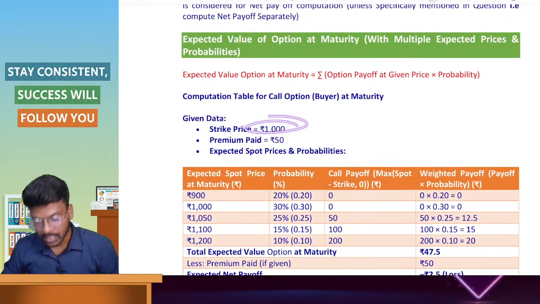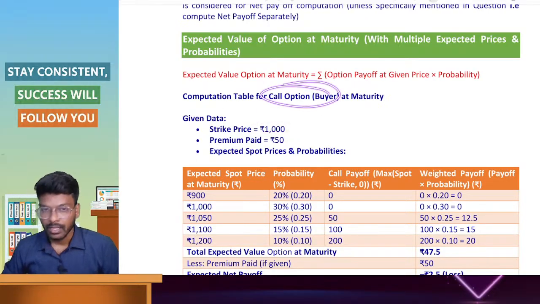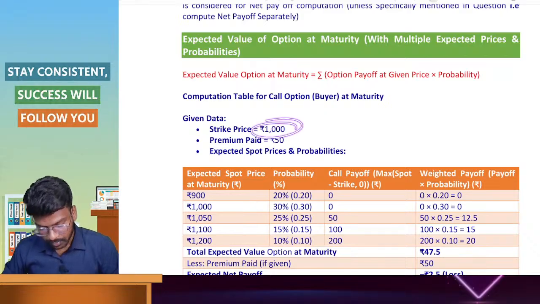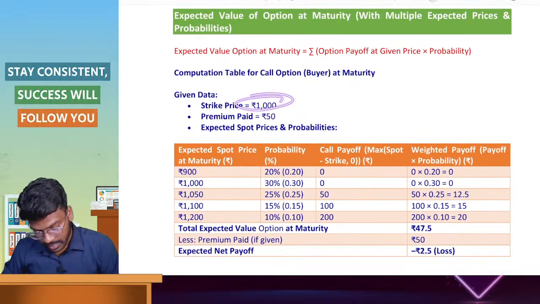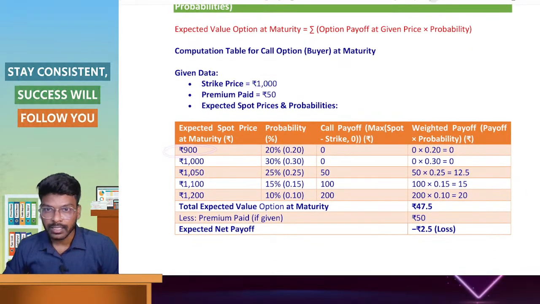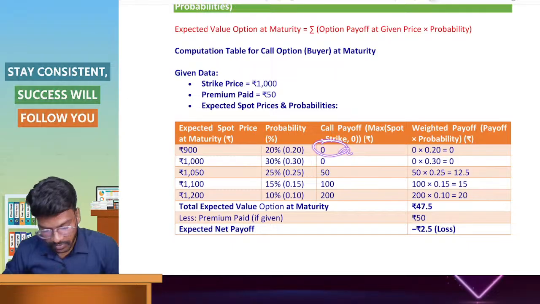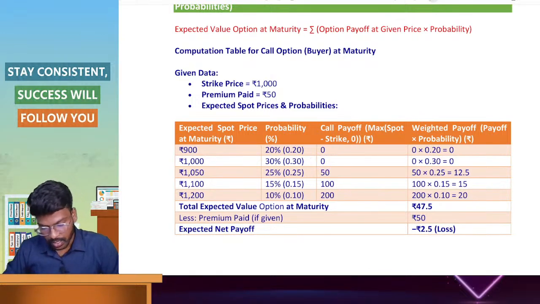In this case, the strike price is 1000 and he has gone for a call option. In case of a call option, the maturity price should be more than the exercise price. The strike price is 1000 and the maturity price is 900, so the option will not be exercised. So the payoff is 0. In case of 1000, there is no profit: 1000 minus 1000 is 0. 1000 minus 900 would give minus 100, so the amount is restricted to a maximum of 0.